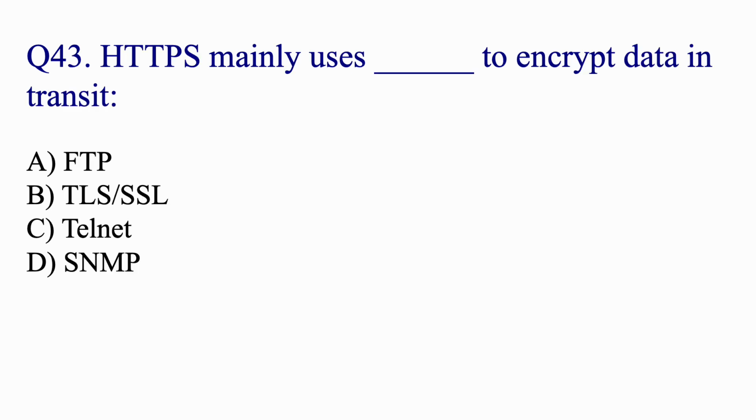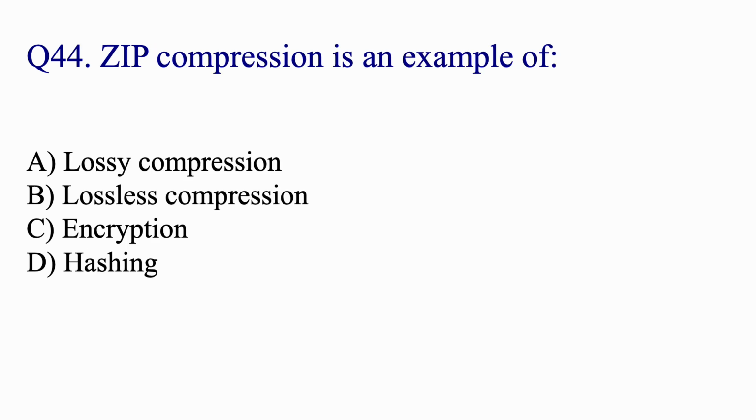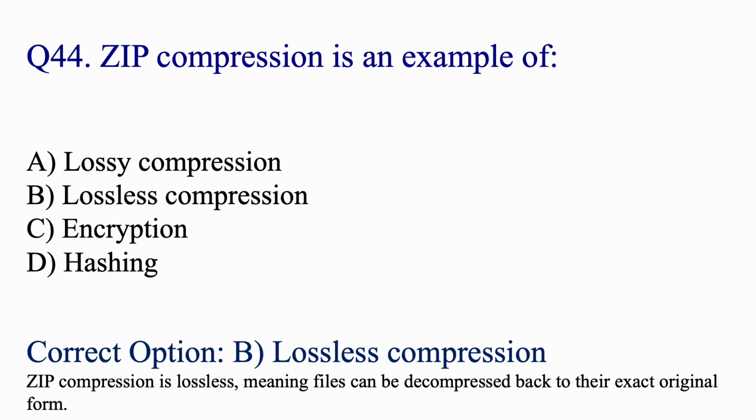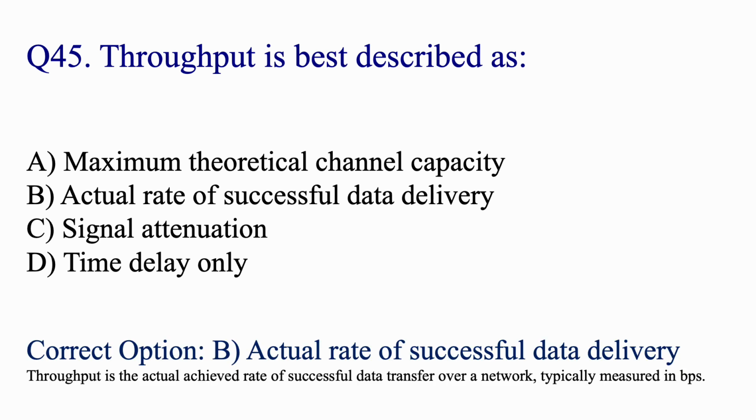HTTPS mainly uses dash to encrypt data in transit. TLS SSL. Zip compression is an example of lossless compression. Throughput is best described as actual rate of successful data delivery.